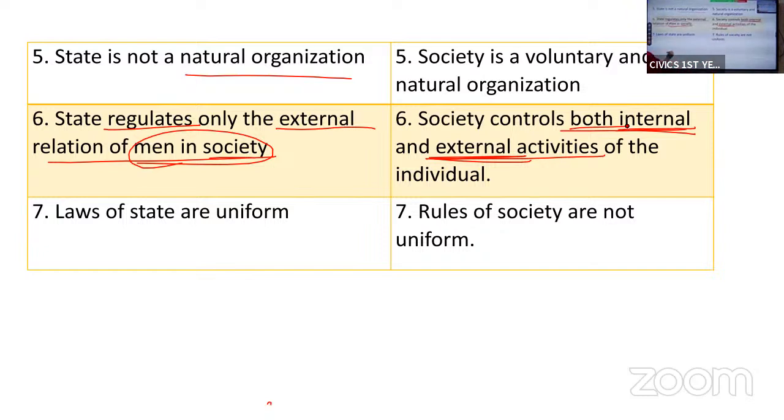If you see, the laws of the state are uniform. The same laws are applicable to all. Each one of us has to follow the laws of the state. But the rules of society are not uniform. Am I clear with this? Let us move to the next topic.